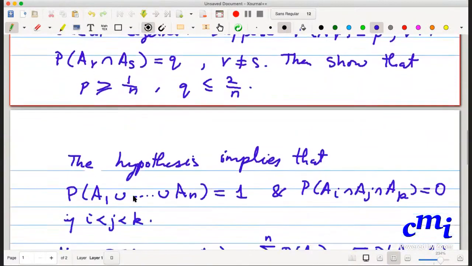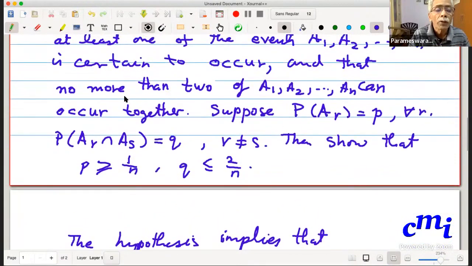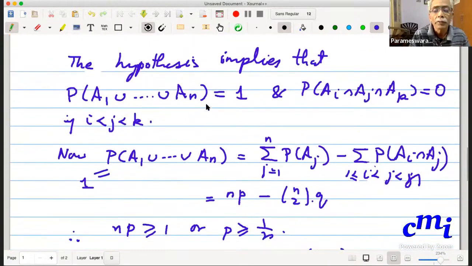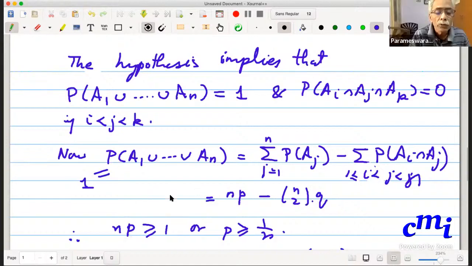And you are told that if you take the intersection of three of them, the probability of that occurring is 0, because no more than two of these events can occur together. So that's the interpretation, and that's why you can just stop with this. Otherwise, you will have some more terms. Now this is the case, and so you just use this inequality.